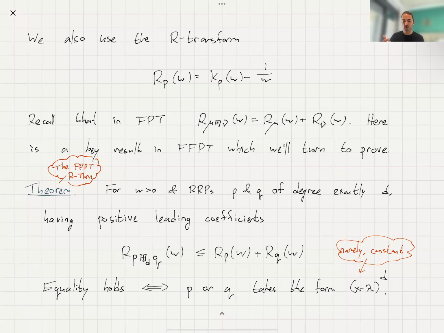We are also going to use the R transform. We defined the Cauchy transform the same way the K transform for polynomials was, as the max inverse of the Cauchy transform. But as I remarked, it's the same thing. It's a different way of stating it, but it's the same K transform from before. So we're going to define the R transform also as analogous to that. We're just going to subtract minus 1 over W.